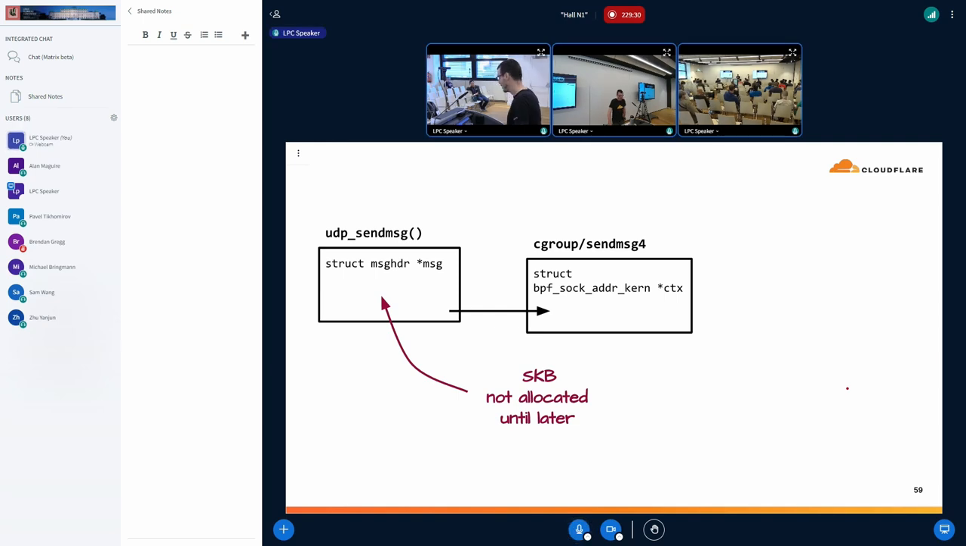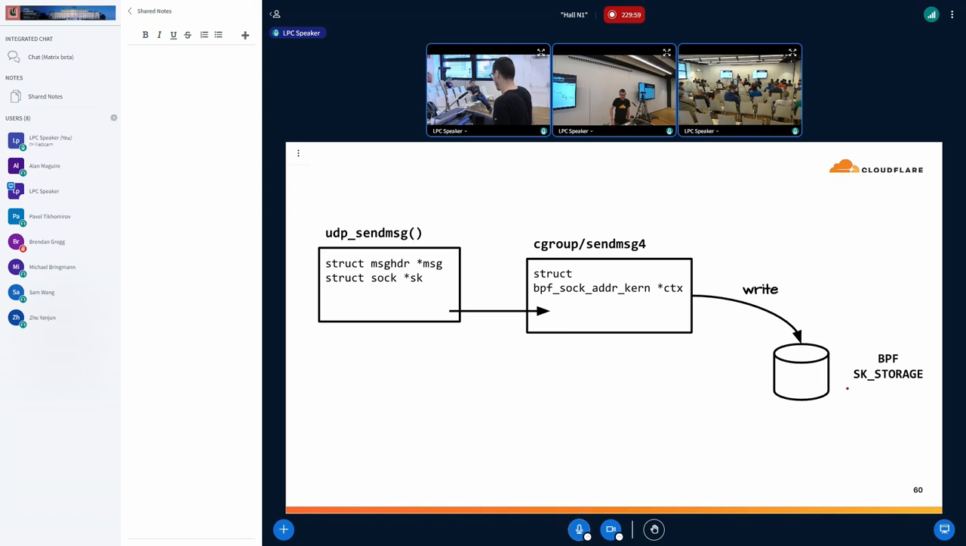And that way we could get our hands on the metadata that user space has access to. Now, there's one problem remaining. On the send message path, we don't have access to the SKB yet. That's not allocated until later, until we get to the IP layer. So we can't transfer it from the message to SKB.